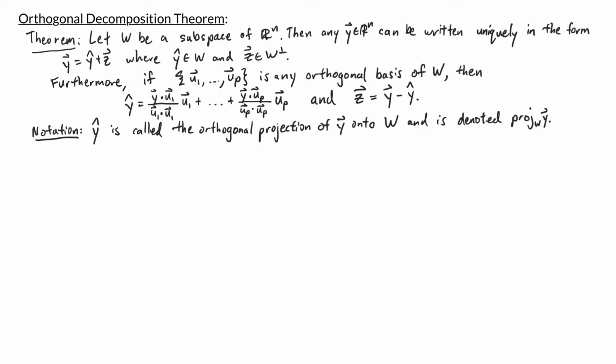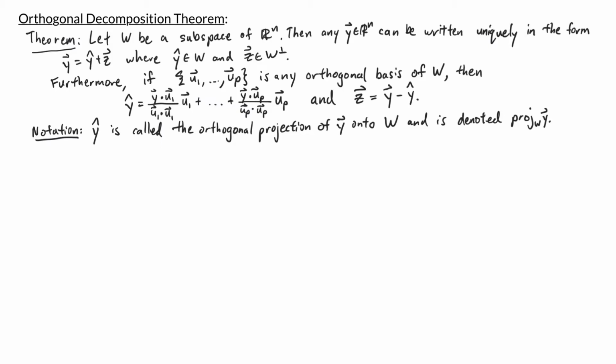Furthermore, if u1 through up is an orthogonal basis for W, then we can find y hat by doing y dot u1 divided by u1 dot u1 times the vector u1, summed up through y dot up divided by up dot up times the vector up. And then the vector z can be found by doing y minus y hat.